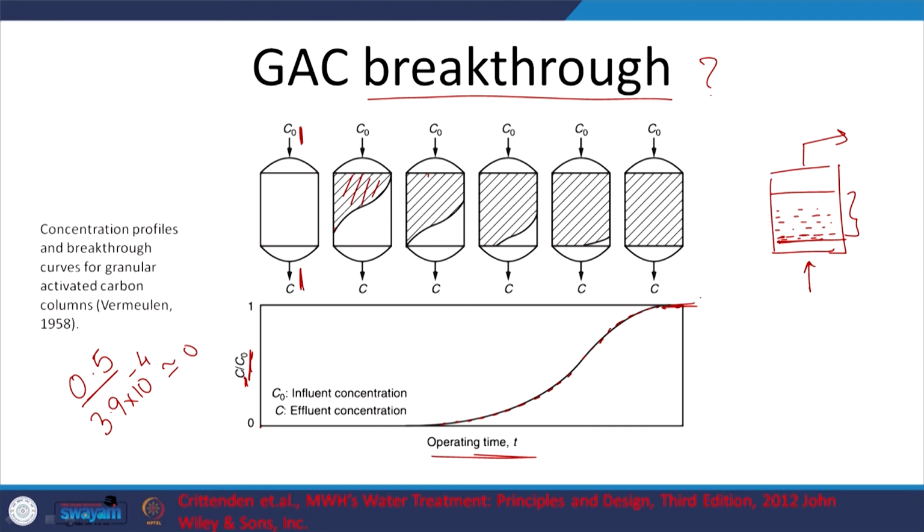So, you will have to decide what is your acceptable concentration. Is it, let us say, something like this at this level? If that is that level, then this is the breakthrough time, let us say, right. So, GAC breakthrough is when your effluent concentration is exceeding your objective or final concentration that you want to have. So, that is what we have.